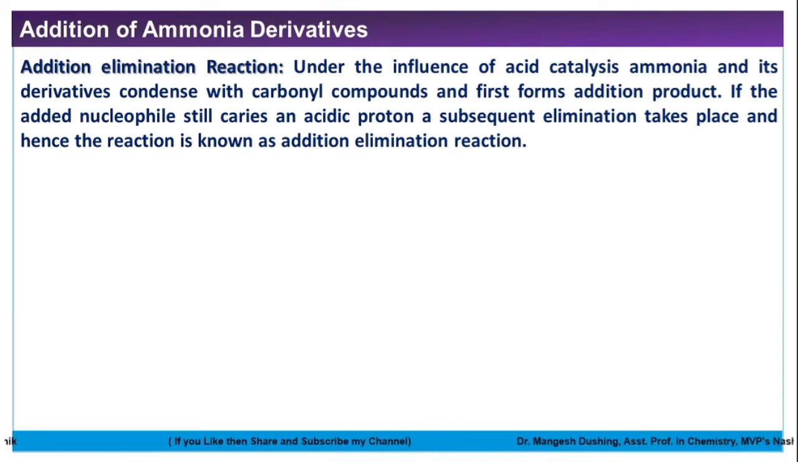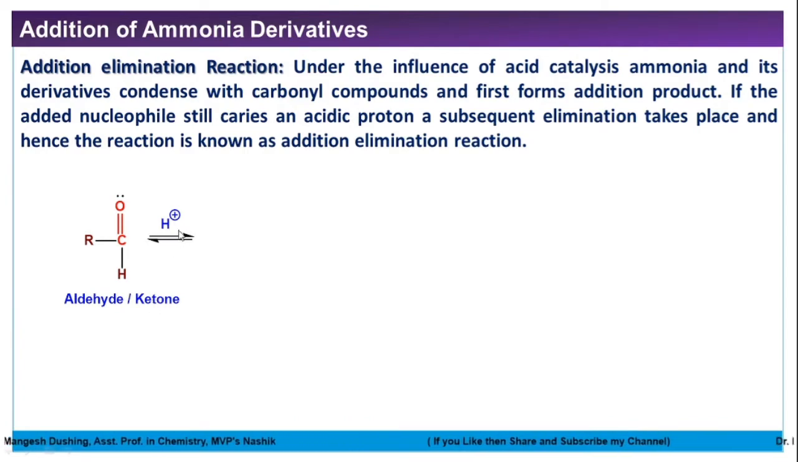Under the influence of an acid catalyst, ammonia and its derivatives like hydroxylamine, hydrazine, phenylhydrazine and semicarbazide condense with the carbonyl compounds, and first they form addition products. If the added nucleophile still carries an acidic proton, a subsequent elimination takes place, and hence the reaction is known as an addition-elimination reaction. We'll see the examples.